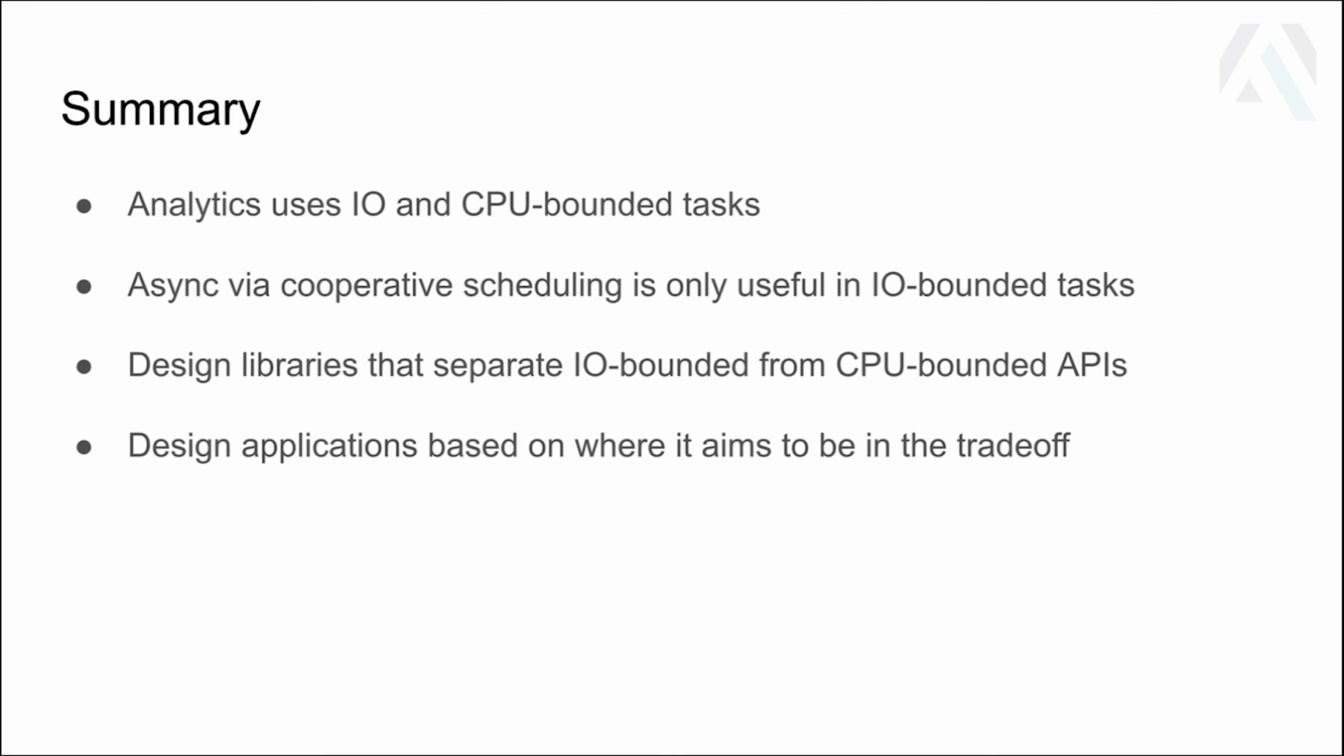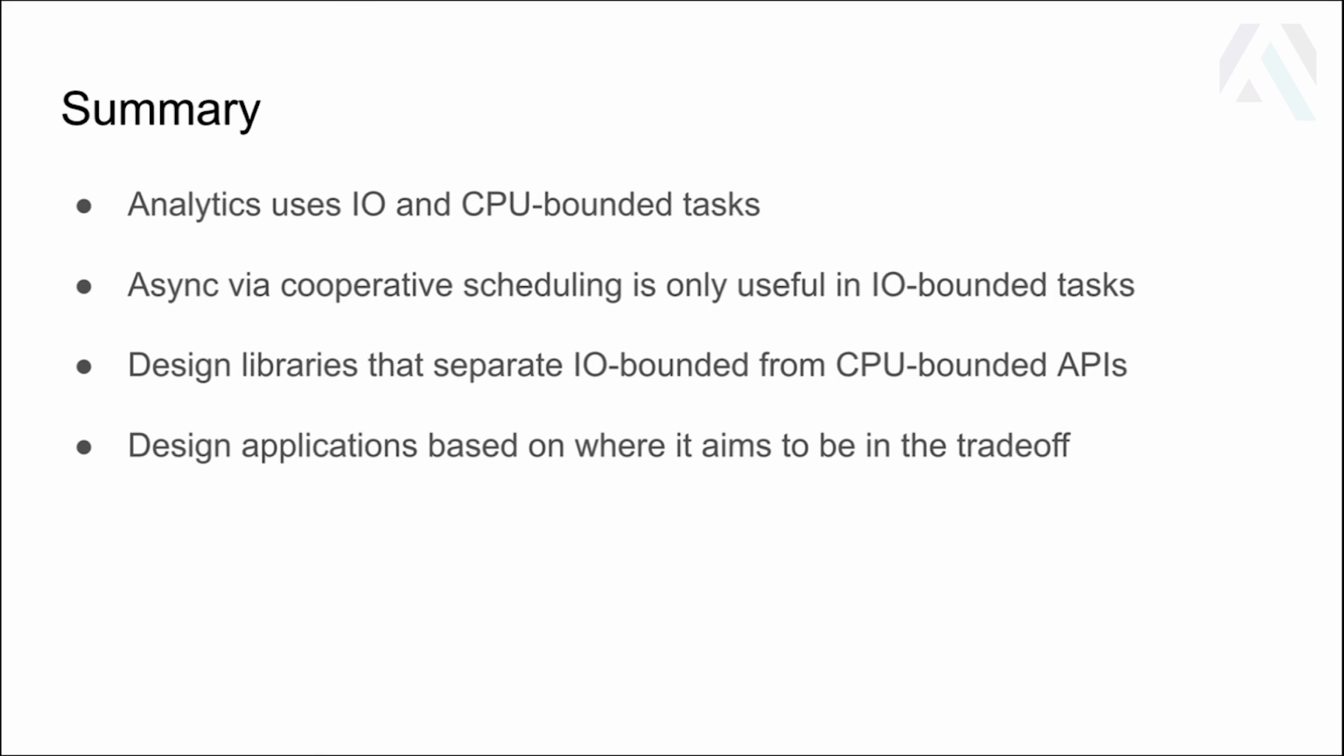Async via cooperative scheduling is only useful for I/O bounded tasks. So if you have pure CPU, you don't need async, and usually you should actually avoid it, because it adds more complexity to your code base. When you're designing libraries, and in particular Arrow libraries, always remember that there is this aspect of I/O bounded tasks and this aspect of CPU bounded tasks that users may want to run on a different thread pool or in a different way. So just give them that flexibility, because that flexibility will be extremely useful for them.